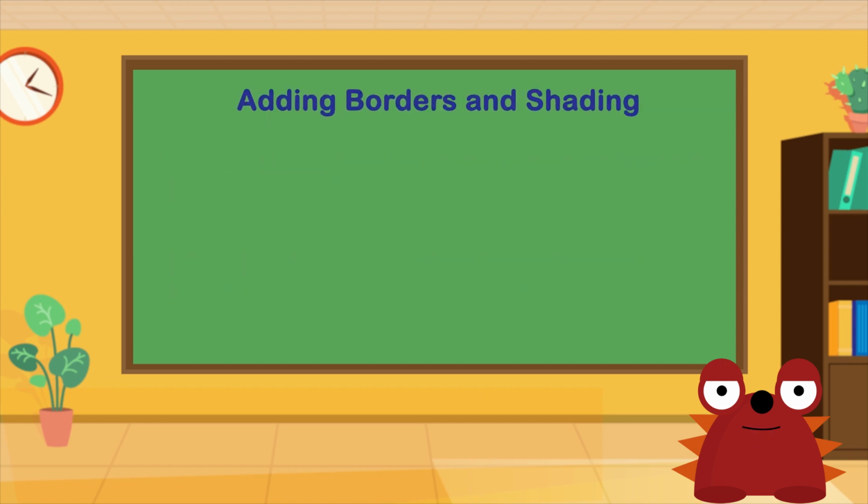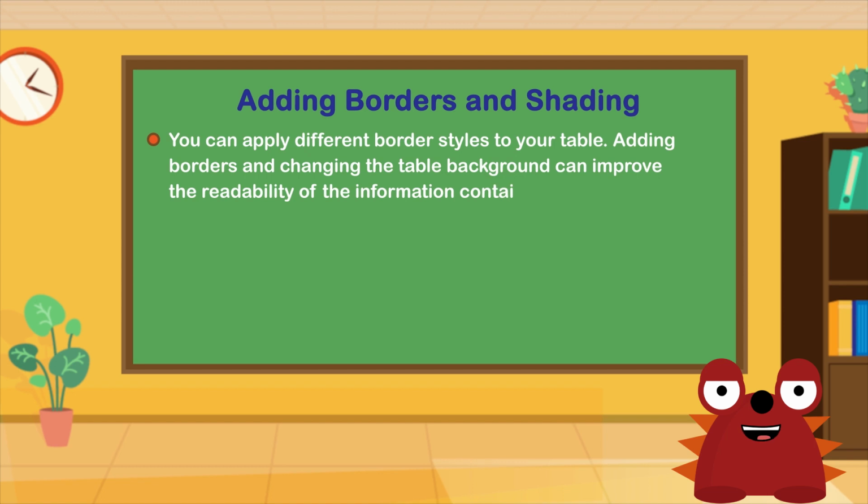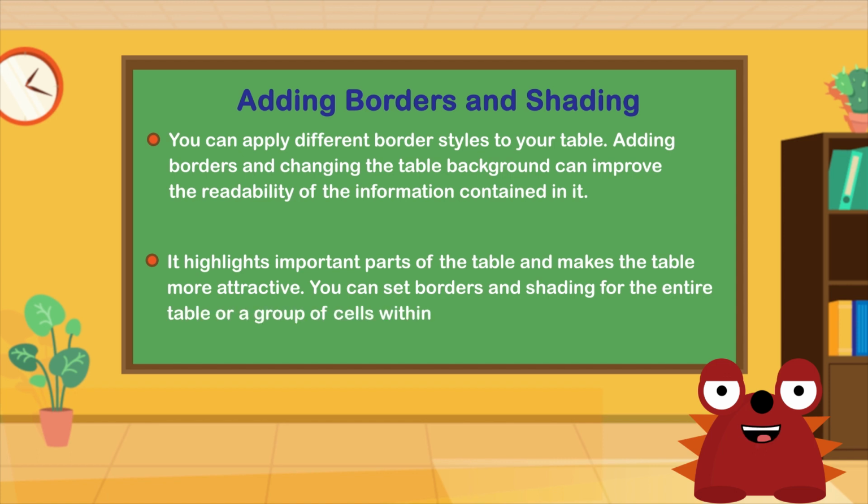Start with adding borders and shading. You can apply different border styles to your table. Adding borders and changing the table background can improve the readability of the information contained in it. It highlights important parts of the table and makes the table more attractive. You can set borders and shading for the entire table or a group of cells within the table. Let's see how to do it.